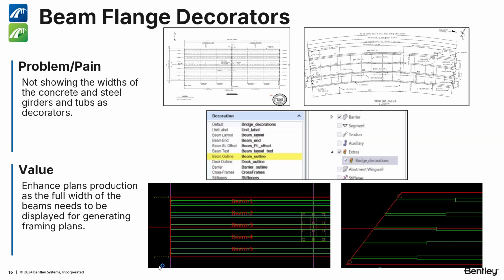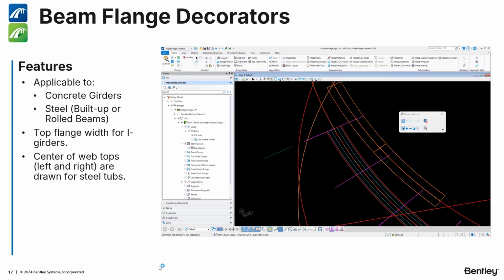Beam flange decorators. On the beam layout, we usually place the center line of the beams, concrete or steel, but now we're placing as a decorator as well, in some level symbology, the beam outline, meaning the width of the concrete girder or the different widths that your top flanges on your steel girders may have. So this applies for any type of concrete girder as well as for steel built-up or rolled beams.